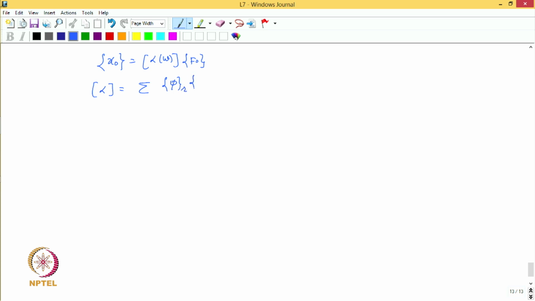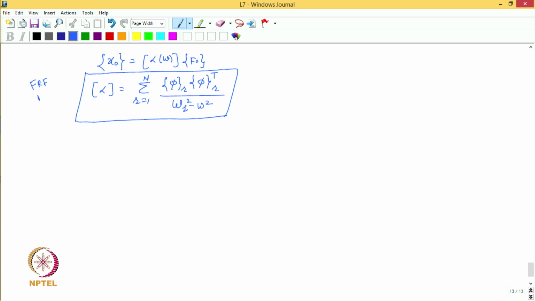phi r transpose, omega r square minus omega square with n, r varying from 1 to n. So, this is nothing but the expression for the full FRF matrix. This shows that the FRFs are related with the properties of the modal model. It gives us the relationship between the modal model and the FRFs.